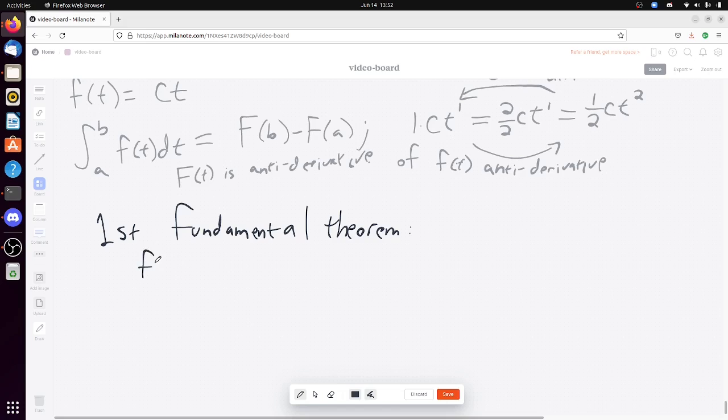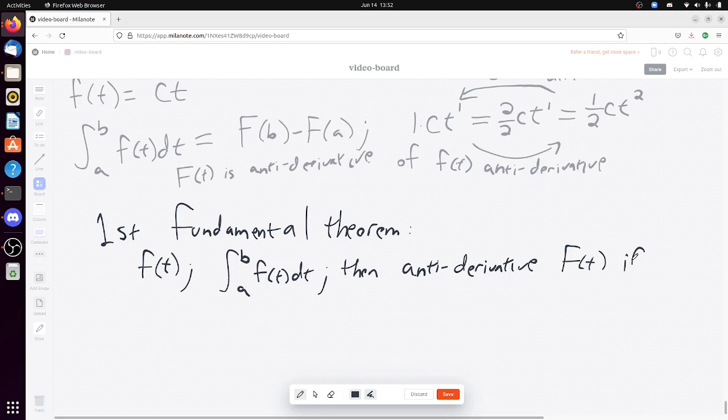if we have some function f of t and we're trying to integrate from a to b of f of t times dt, then the antiderivative, big F of t, is the function that we'll need, and F prime of t is f of t. So that's how you can actually find it.